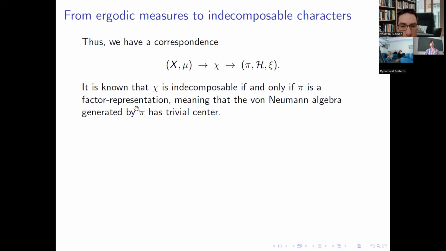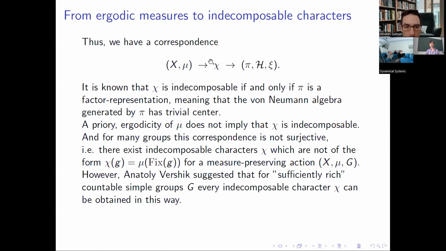And factor representation means that the von Neumann algebra generated by pi has trivial center. I will not go into details of this definition. I will not need it much for the talk.